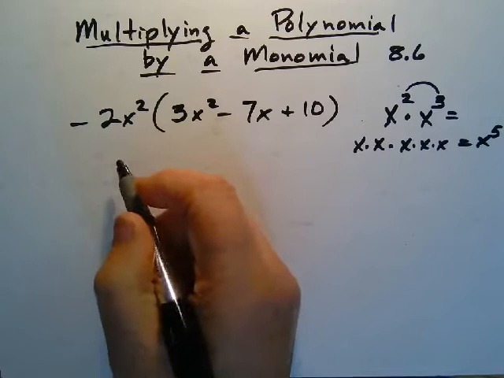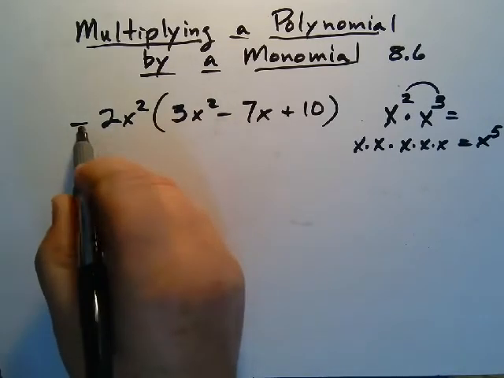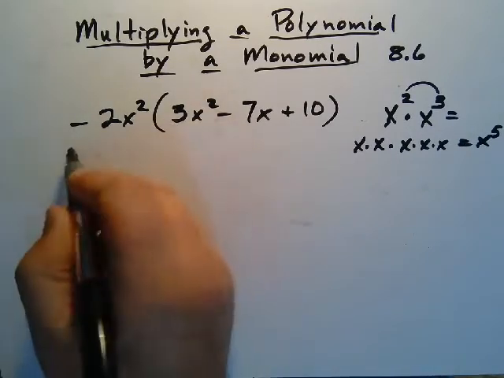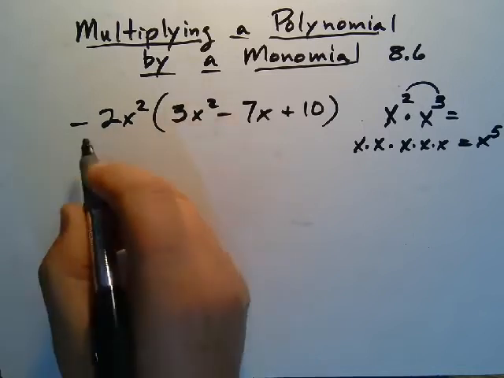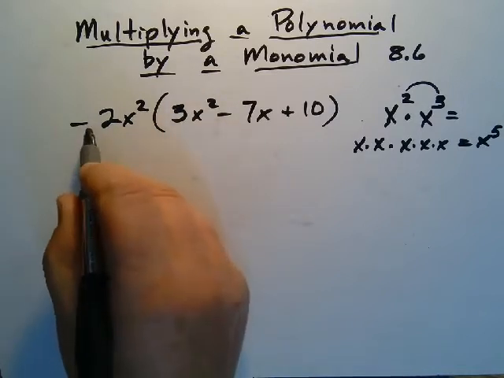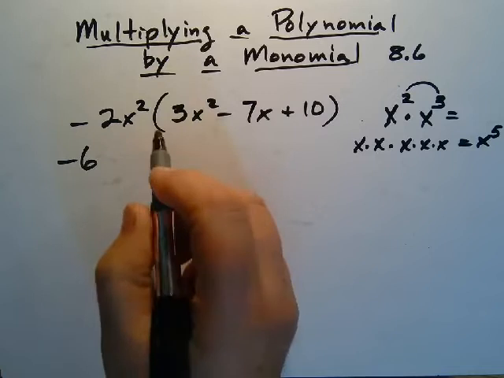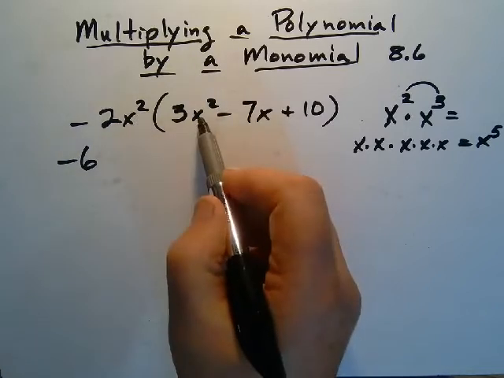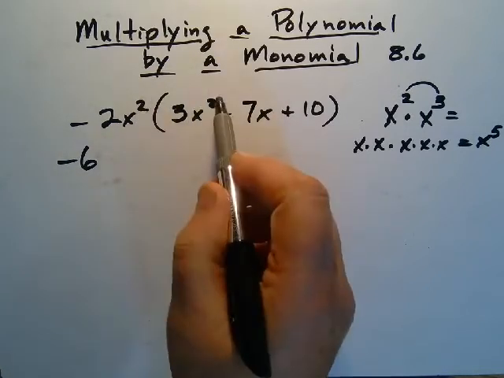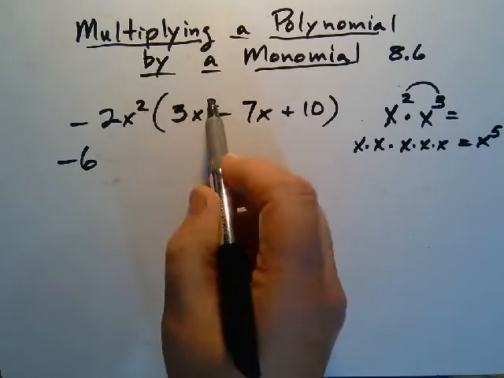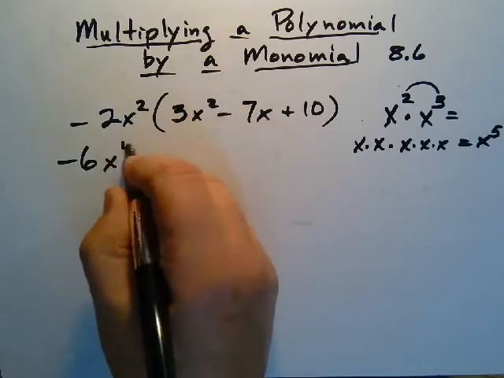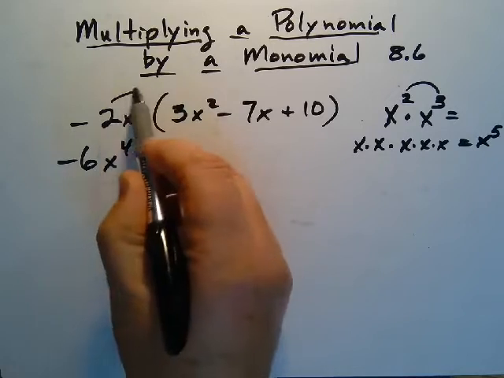So let's take a look at this first one. Let's see what we get. All right, negative 2 times 3. We're just multiplying here. We're not adding any exponents yet. Negative 2 times 3 is a negative 6. X to the second times x to the second. Add the exponents. 2 plus 2. 2 plus 2 is 4. So this is x to the 4th. So we're distributing. There's the first one.